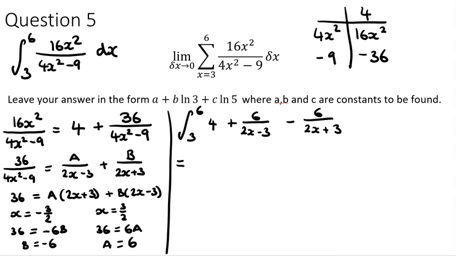So integrate the 4, that becomes 4x. Now, when we've got something in the form of some constant on top and ax plus b on the bottom, we want to try natural logarithm as our answer here.